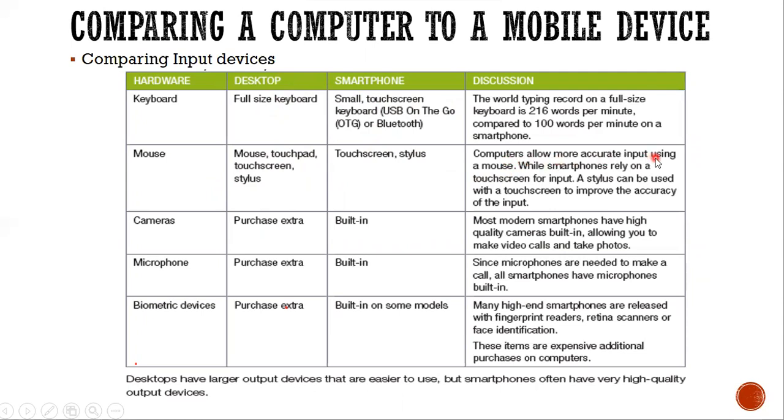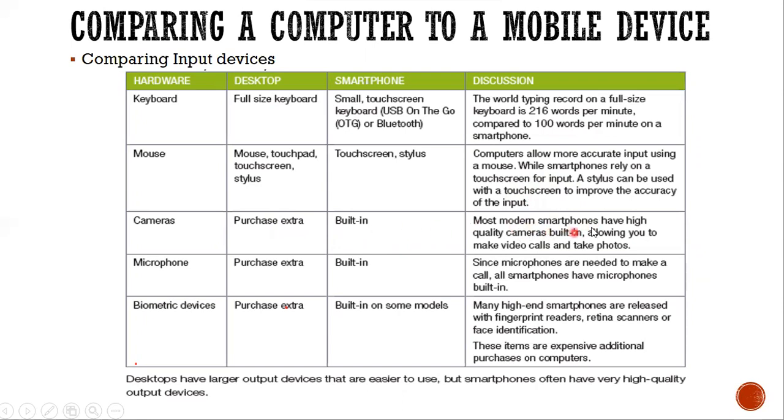Computers allow more accurate input using a mouse. A smartphone has to rely on a touch screen for input. A stylus can be used with a touch screen to improve the accuracy. So instead of using your finger on the touch screen, you can use a stylus to improve accuracy. Cameras, desktop has to be purchased, but in a smartphone, it's built in.